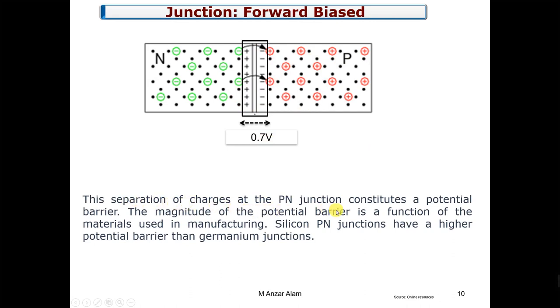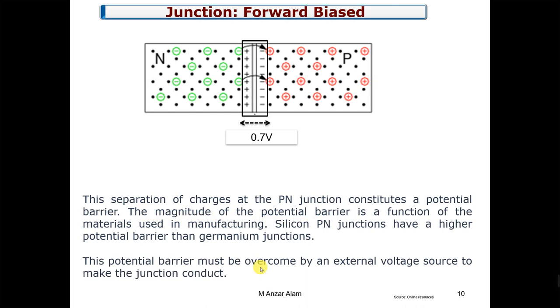This separation of charges at the p-n junction constitutes a potential barrier. The magnitude of the potential barrier is a function of the materials used in manufacturing. Silicon p-n junctions have a higher potential barrier than germanium junctions. I said the germanium junction has a potential of 0.3 volt or less. This potential barrier must be overcome by an external voltage source to make the junction conduct. Okay, so this is a barrier, this barrier of 0.7 volt.